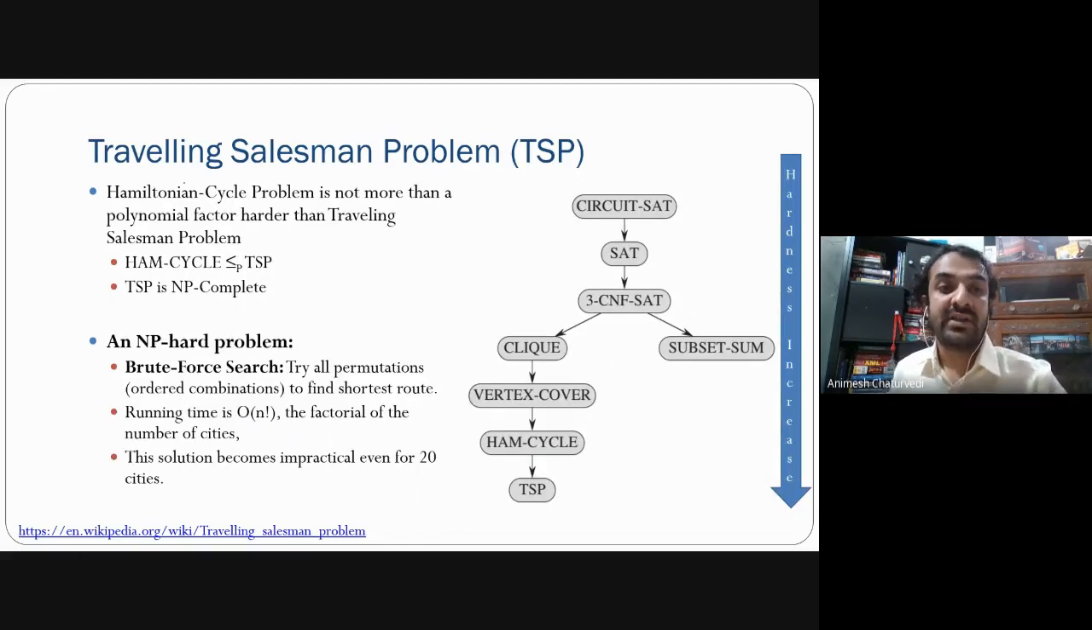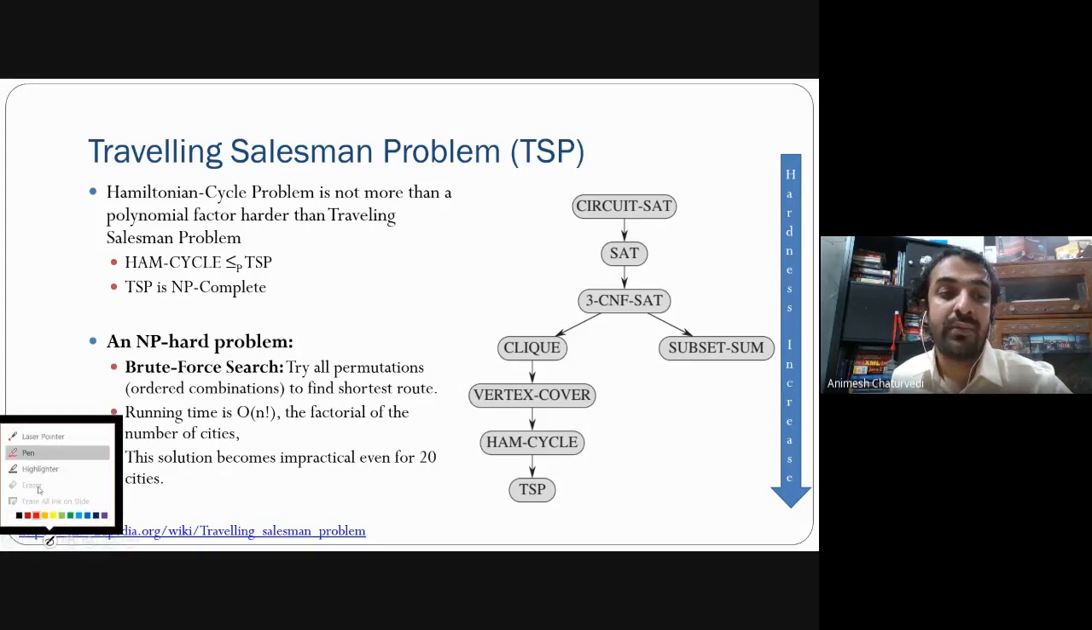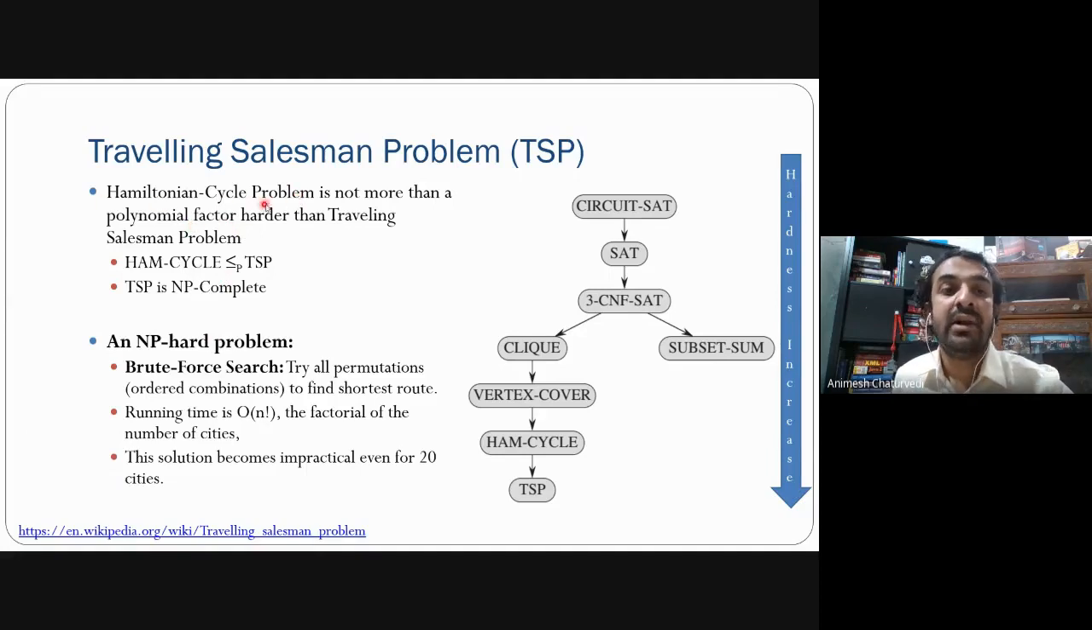Then the traveling salesman problem is basically a polynomial time factor harder as compared to the Hamiltonian cycle. What the theory of computation, or the theory of algorithms and analysis, says is that the Hamiltonian cycle problem is not harder than the traveling salesman problem. So the traveling salesman problem is much harder as compared to the Hamiltonian cycle.